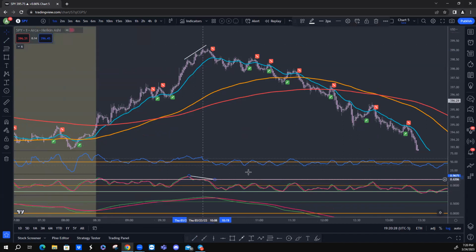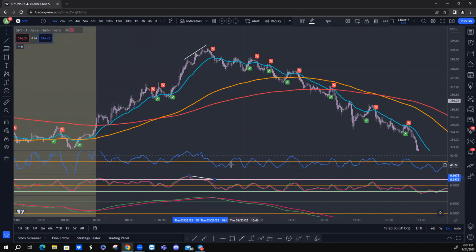So when I look for divergences, it doesn't matter which one of these two I find it on. That's why I use both. In this case, it's also on this one, so it's double confirmation. But as long as I see it on one or the other, it's perfectly fine.